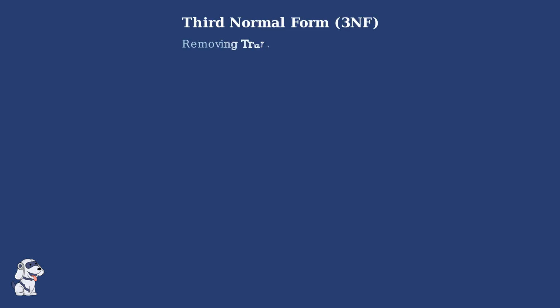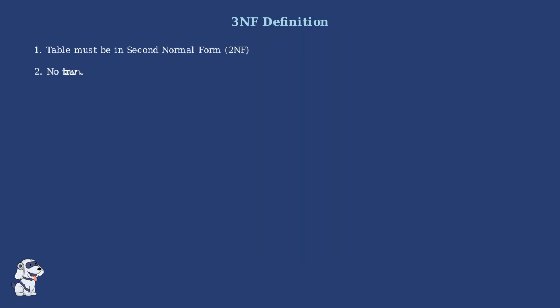Third normal form, or 3NF, builds upon second normal form by addressing a specific type of dependency problem called transitive dependencies. Understanding and eliminating these dependencies is crucial for creating well-structured databases. Third normal form has two key requirements.